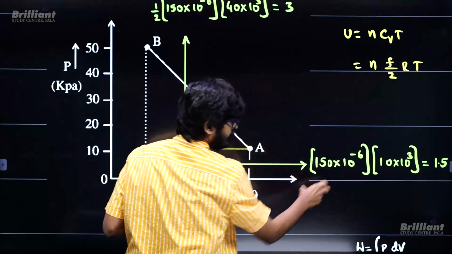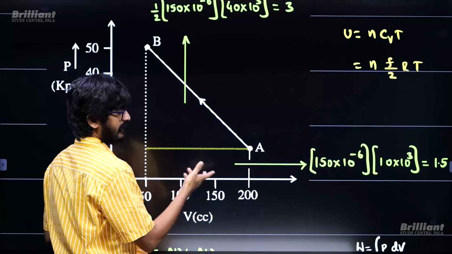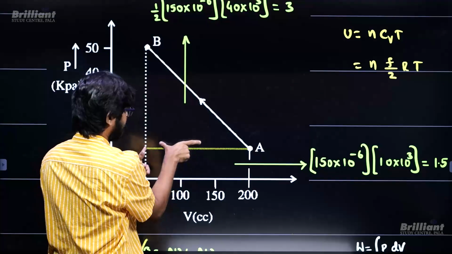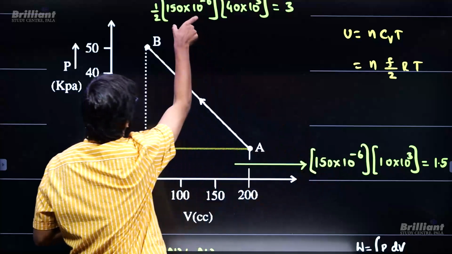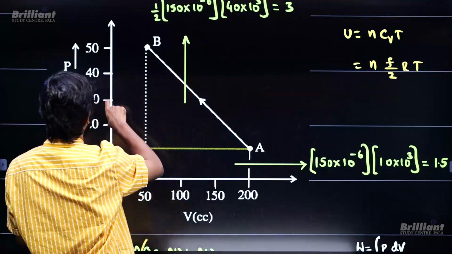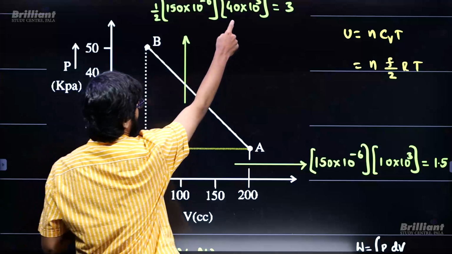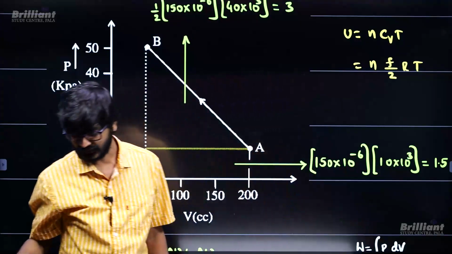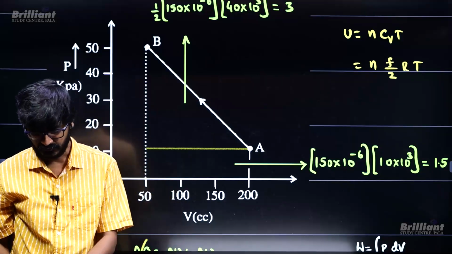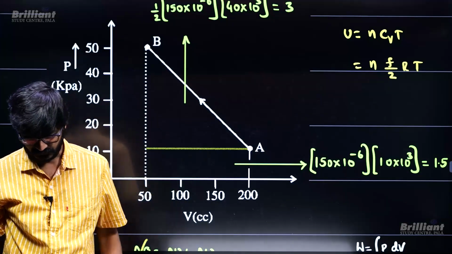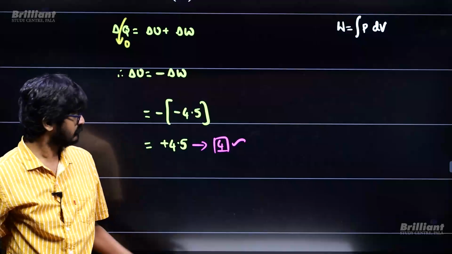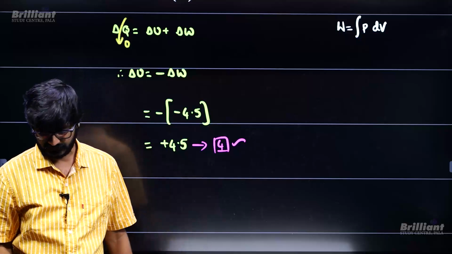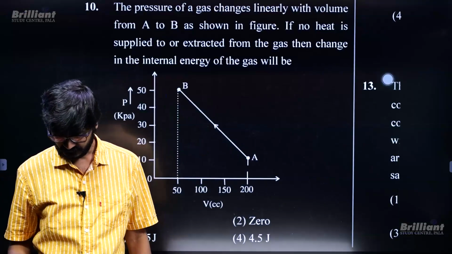P delta V, or area. Now what about this? This is half into base into height. Half into base is the same thing into height. What is the height? 40 into 10 cube. So this will turn out to be 3, this will turn out to be 1.5. So what is the work done? Magnitude wise it is 1.5, but we know it is negative. So work done will be minus 4.5. So minus of minus is going to be plus. So change in internal energy is going to be plus 4.5. Option 4.